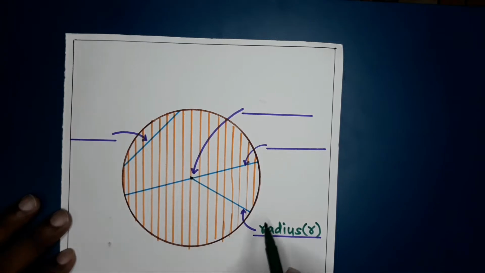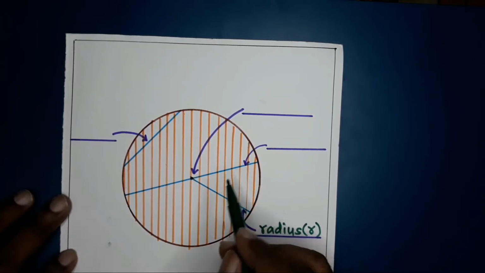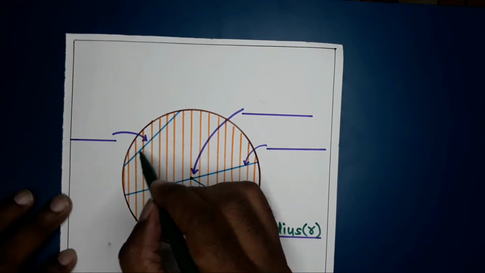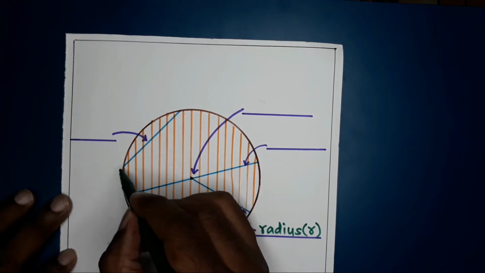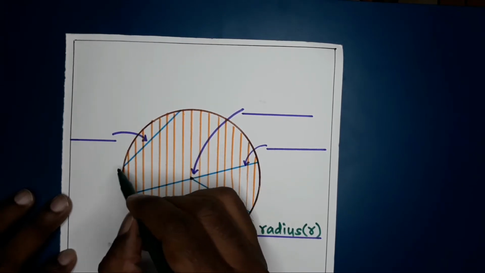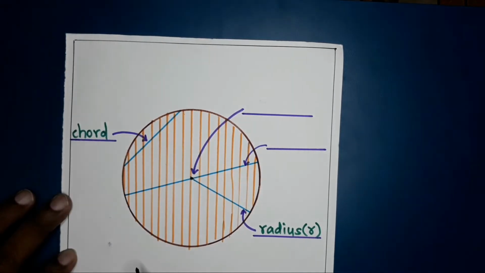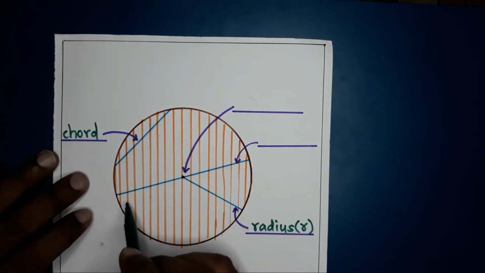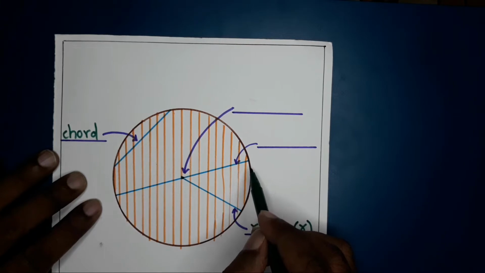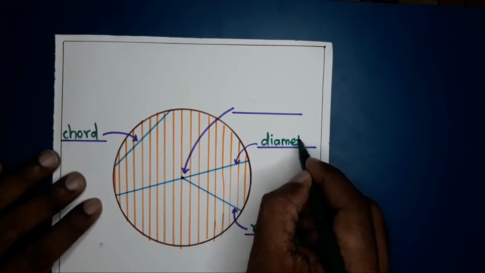Okay, then if we make twice of the radius, then it will become a diameter. Before that, we will see the definition of chord. A segment joining any 2 points on the circle. I am again repeating the statement. A segment joining any 2 points on the circle is called as chord of the circle. And if such a chord is passing through the center, then it is called as diameter.